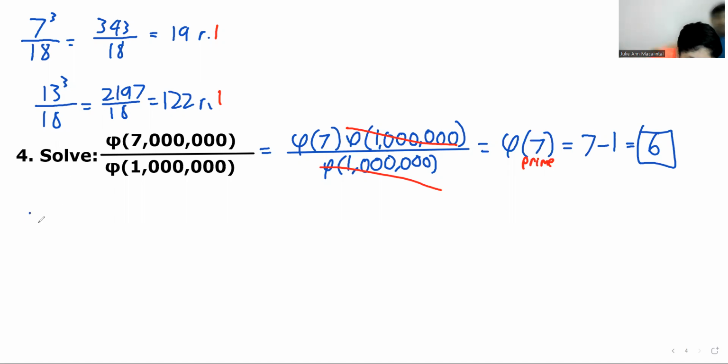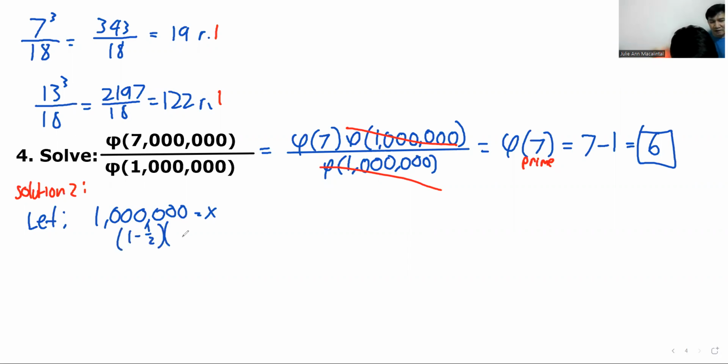Or we can show the algebraic solution, using solution number 2. If someone just gives you the formula, you put solution number 2. Let 1 million be x. So this is the other solution, it's algebraic, but it also works.